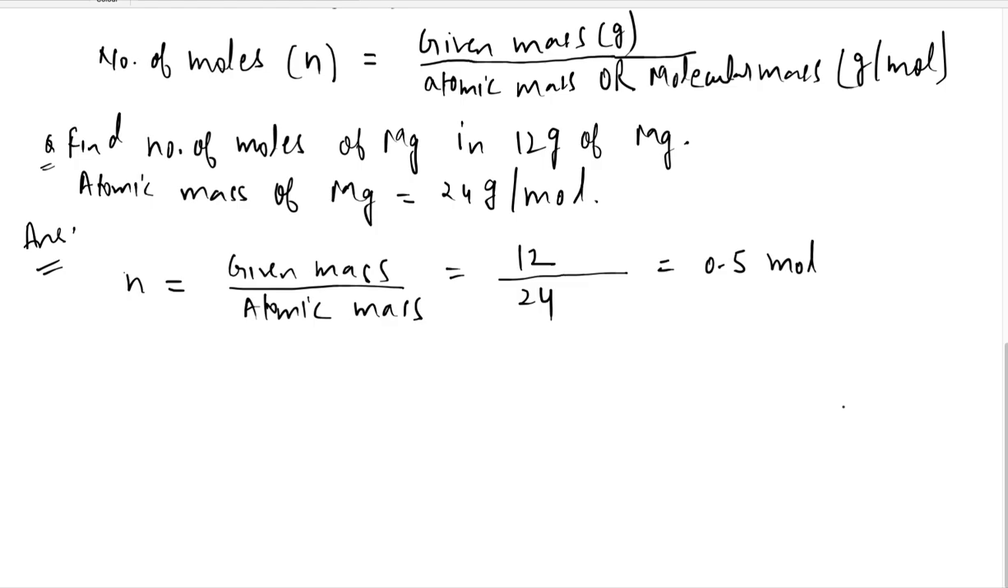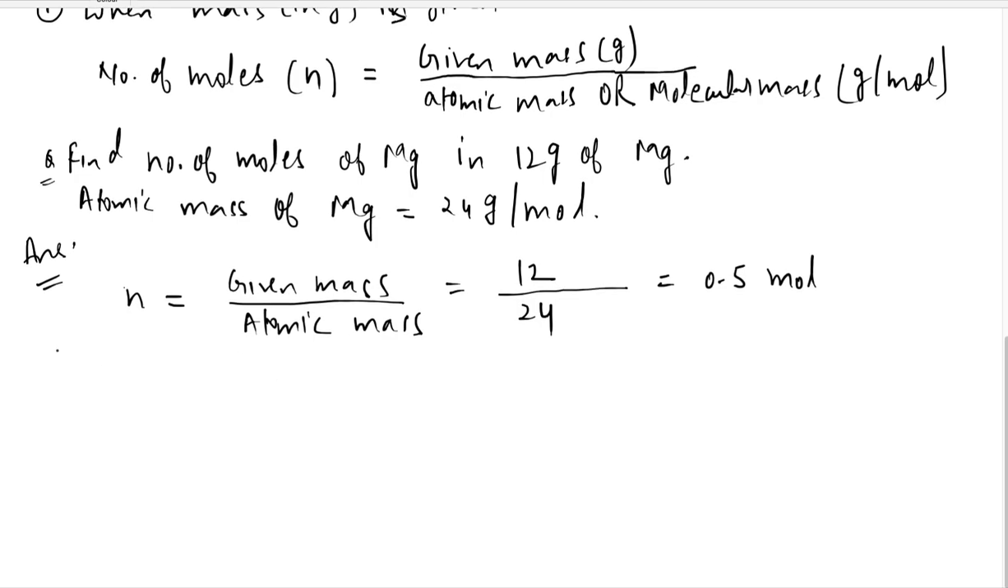I'll give you another example. Here we use the atomic mass. Why? Because the magnesium element is being talked about. Here we haven't talked about the molecule. Okay, let's just do another example where we talk about the number of moles of a given molecule.